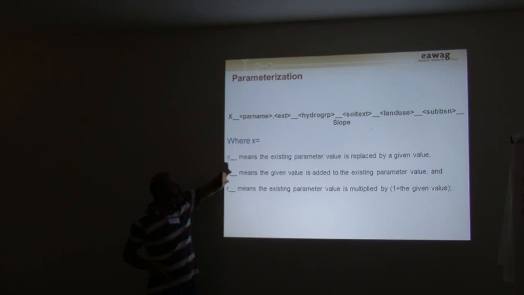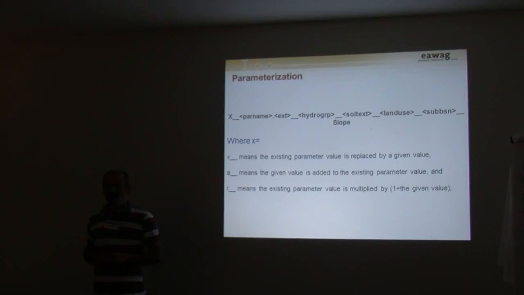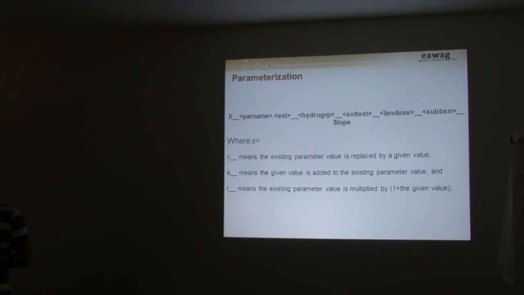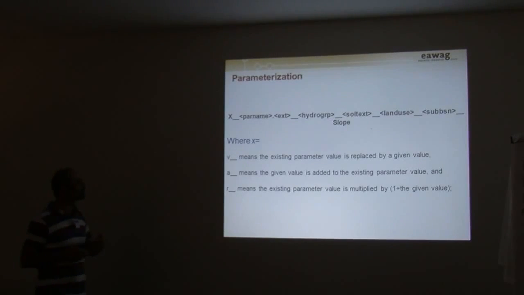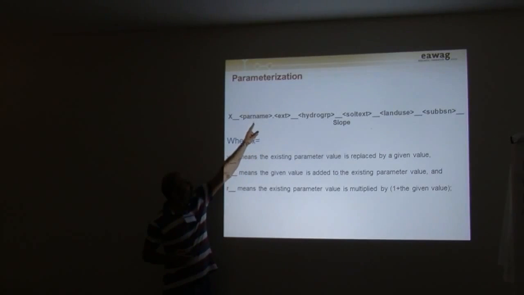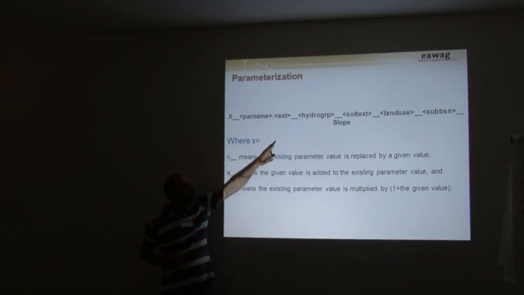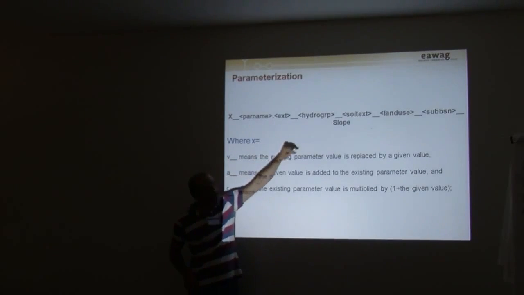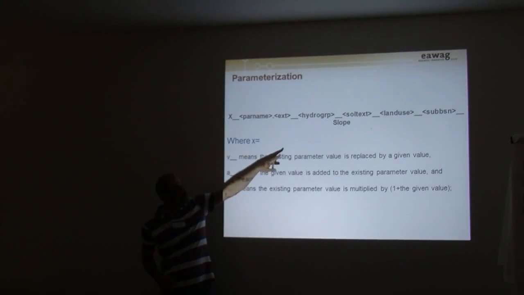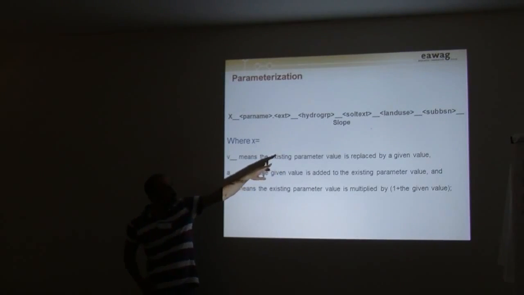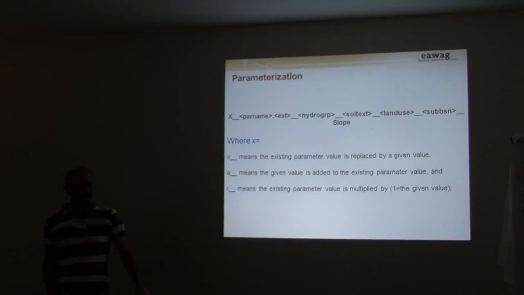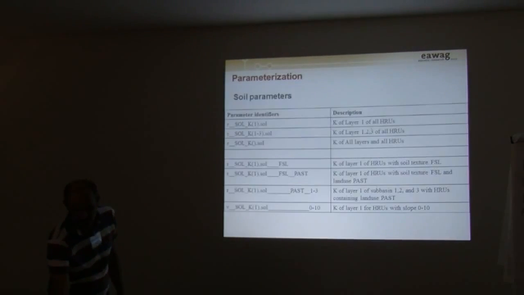So, parameter name and extension. As you know, all SWAT input files go into text files, and you have extensions .sol, .hru, .rte, and so on. That's the extension, and that's the parameter name, the name of the parameter that resides in that file. And then you can change this parameter based on the hydrologic group, soil texture, land use, subbasin number, or slope. To give you some examples here.